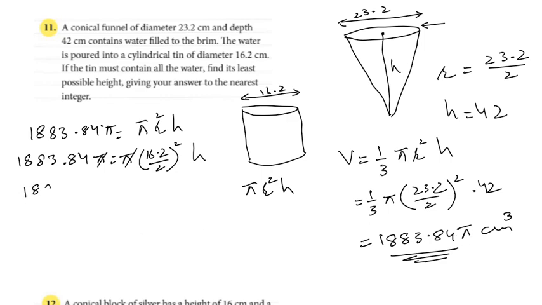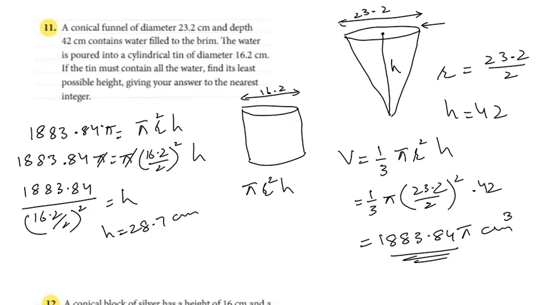So now 1883.84 divided by 16.2 divided by 2 whole square. Let's see what our calculator gives, and it is h equals 28.72, correct to three significant figures. H equals 28.7 centimeters, and as we had to give it to the nearest integer, h is equal to 29 centimeters.